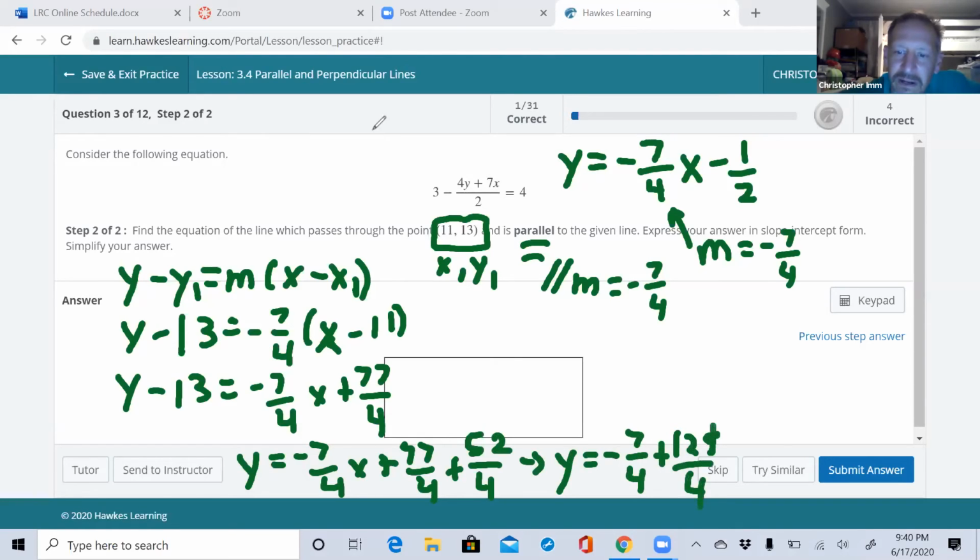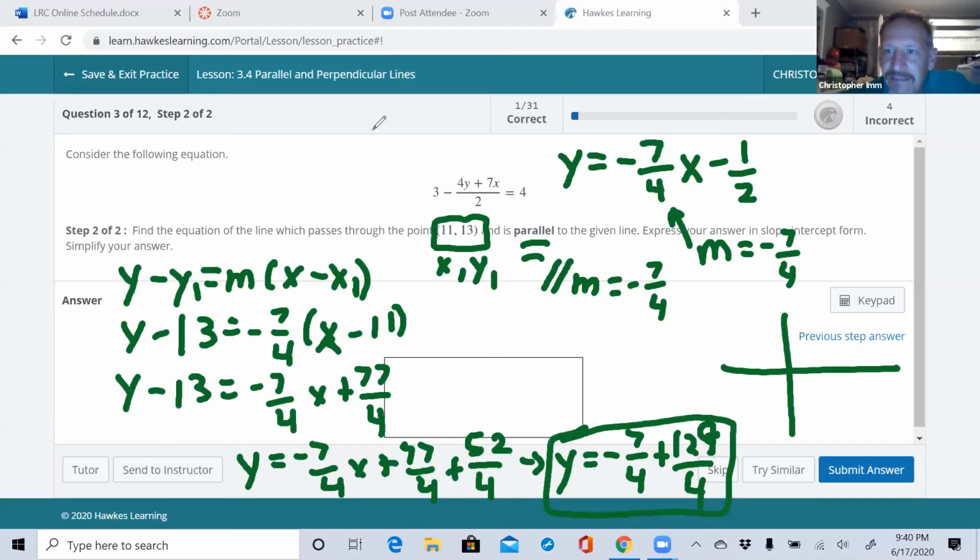129 over 4, I think. I guess the moment of truth will be soon. So my new line should have the same slope. When we look at this graphically, if we remember that last line, it was coming in like this. It had a pretty negative slope, and it was going through that point below. This line is going through 11, 13, so it might be up here, but it should have the same slope. These should never intersect.